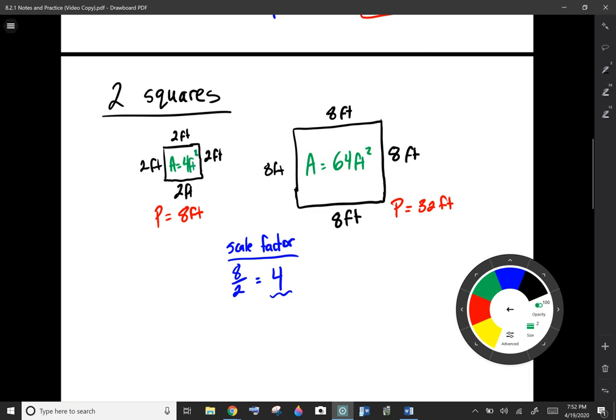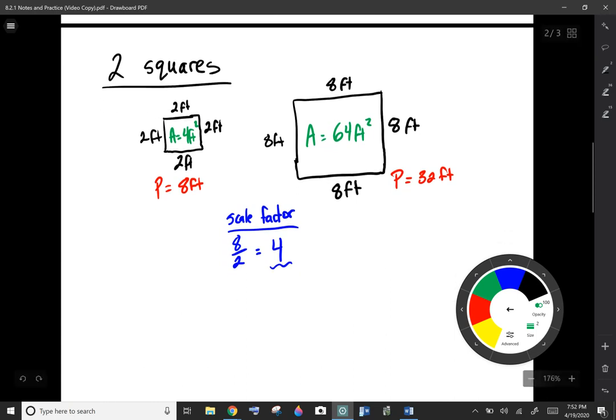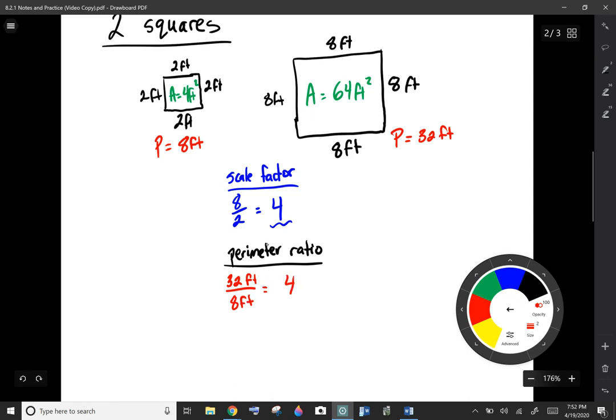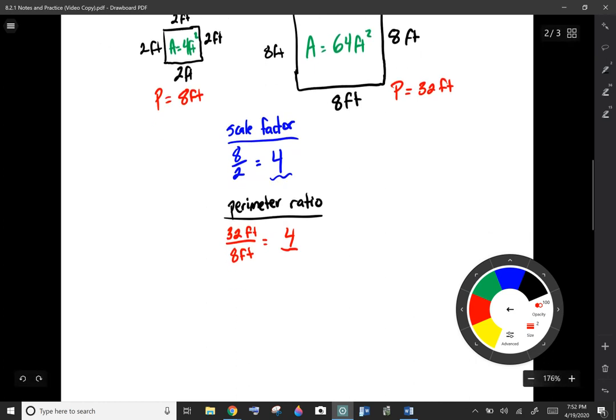So we have these two areas and these two perimeters. Like I mentioned before, the scale factor is equal to 4, 8 over 2. If we think about the perimeter ratio, the perimeter ratio is just taking our two perimeters and placing one on top of the other. That would be 32 feet over 8 feet. And it looks like that is also equal to 4. So now we know that the perimeter ratio and the scale factor are actually always going to be the same.